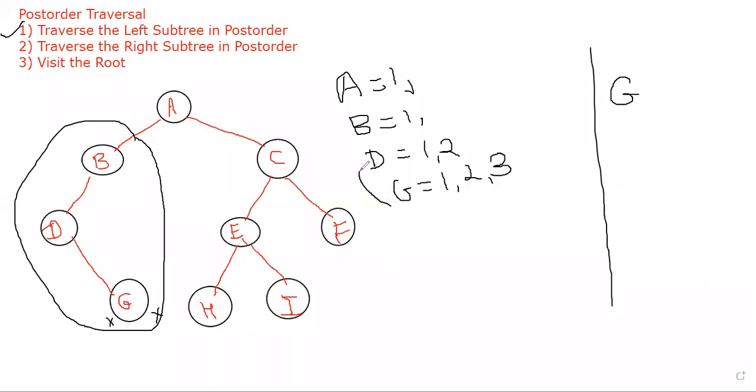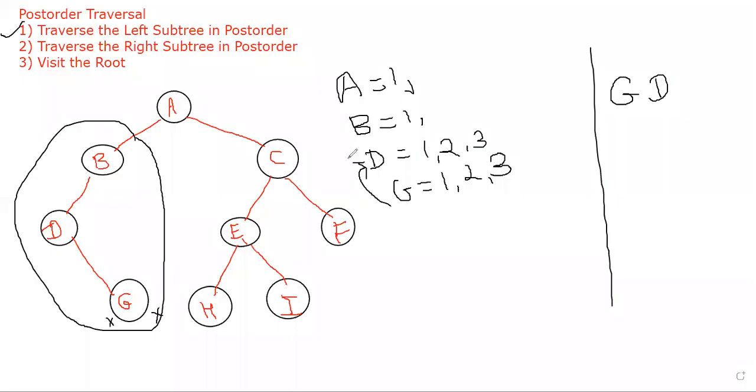Then we backtrack to the D. So for D, we have finished step number 1 and 2. What is the third step there? The third step is we want to print the value. So for the third step, we are printing the value, and that value is D.